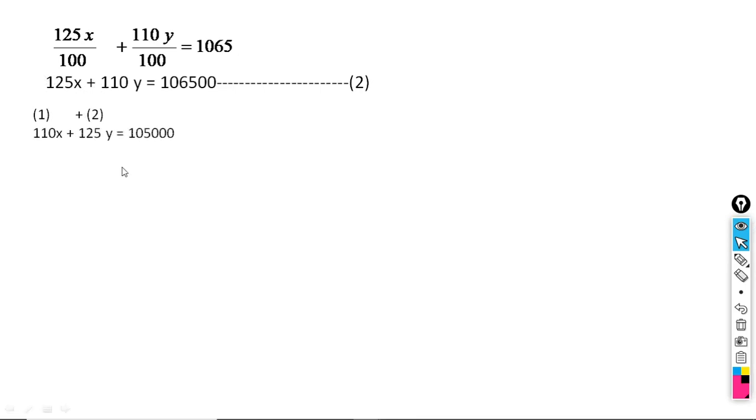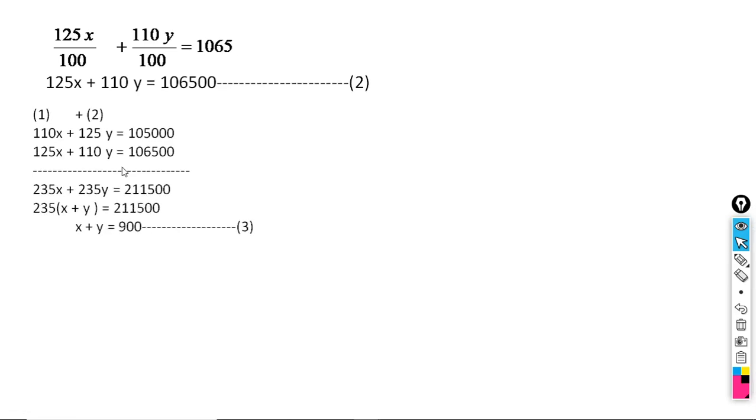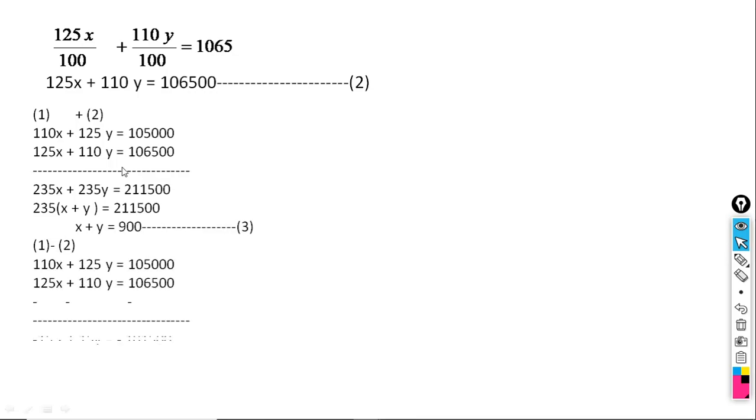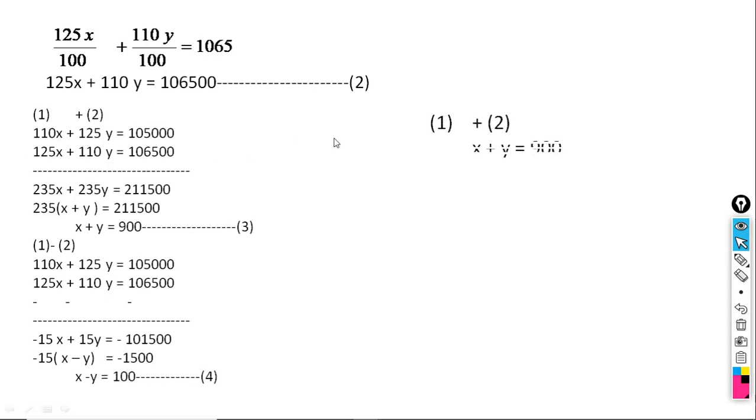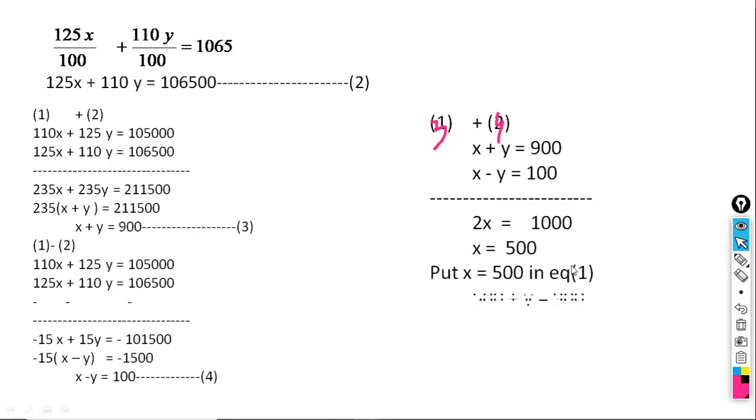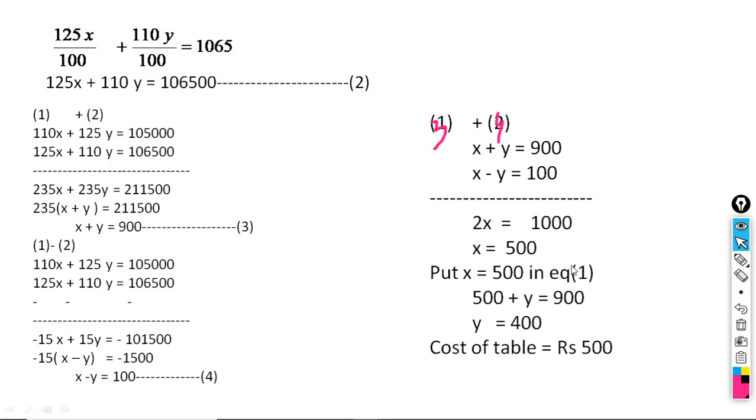You know that this type of problem will be solved because the coefficients of x and y are not the same. First of all, we'll add them. By adding them, the simplified form is x + y = 900. Then in the next step you have to subtract them. By subtracting, the simplified form is x - y = 100. Then by adding further, this is 3 and 4, not 1 and 2. These are equations 3 and 4 that will be added. You will get the value of x and y. X is 500 and y is 400. So the cost of a table is rupees 500 and the cost of a chair is rupees 400.